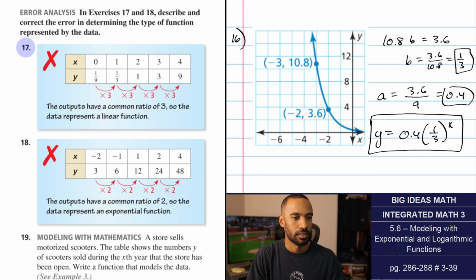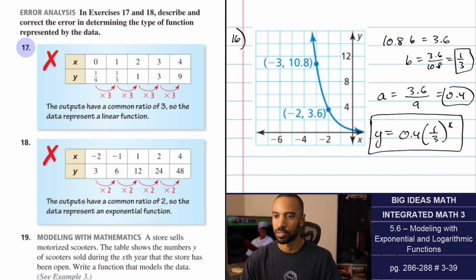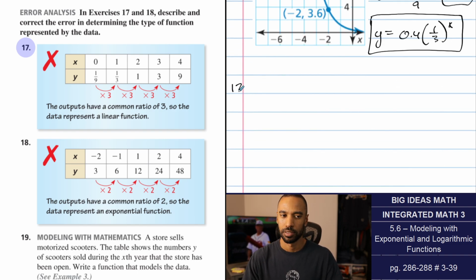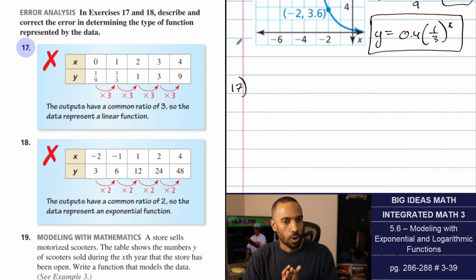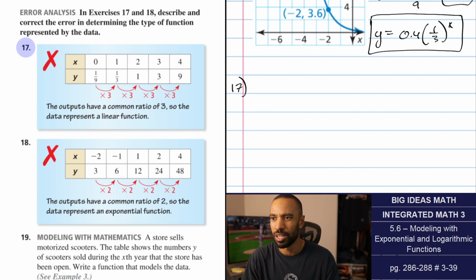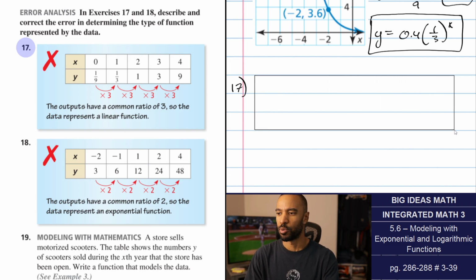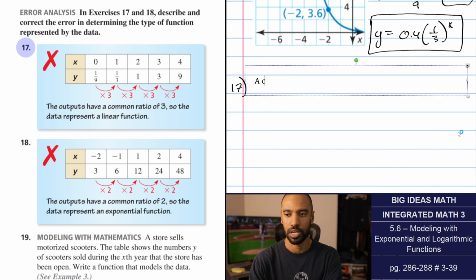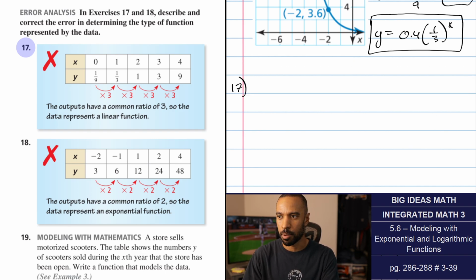All right. Let's go to number 17 and 18 on error analysis. In exercises 17 and 18, describe and correct the error and determine the type of function represented by the data. We're multiplying by 3. I agree. The x's are equally spaced. Outputs have a common ratio of 3, so data represents a linear function. No, it's an exponential function. A common ratio, which they're right. It does have a common ratio.